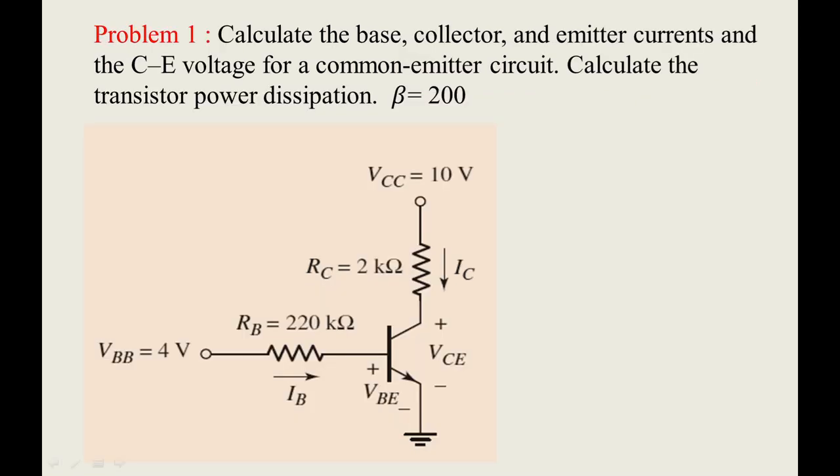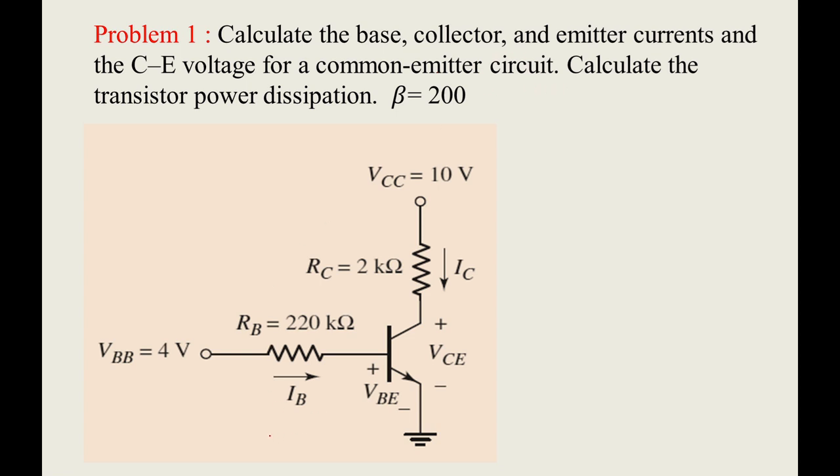Okay, so this is the first problem. So I will be teaching you another problem, problem 2, and then this lecture will be over. Okay, so you can practice. I have one simple problem that you can try which is relevant to this. Okay, so in this problem actually what we want to find is the base current, collector current, emitter current and collector emitter voltage for the given common emitter circuit.